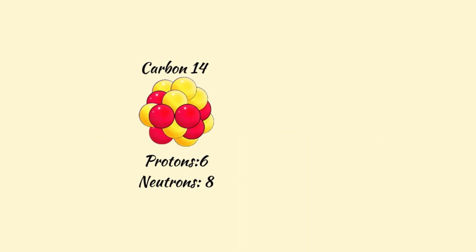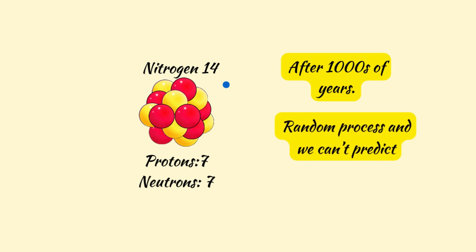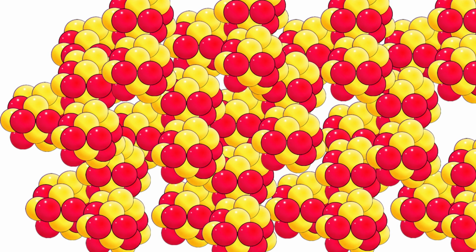If you look at a single carbon-14 atom, you cannot predict when it will decay. It could decay immediately after it is created, or it could decay after thousands of years. It is a random process and we cannot predict when it decays. However, if you look at a sample that contains a large number of carbon-14 atoms, then their random decay process starts to take a pattern.